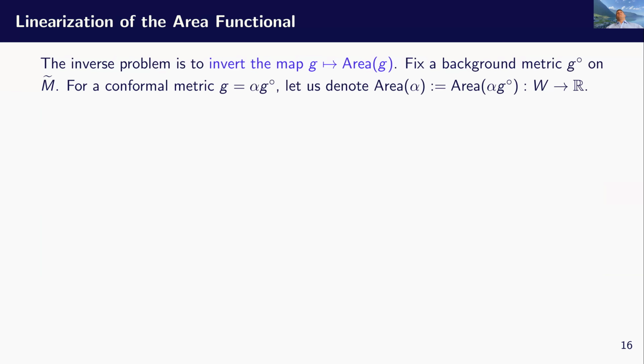Okay, so notice now that the inverse problem, the general boundary rigidity, is to invert this map. So a metric gets mapped to this area functional, Area_g. And we study this inverse problem now by linearization methods. So for this purpose, let's now fix a background metric g0 inside M tilde and consider conformal families. Consider conformal metric g, which is conformal factor alpha times this g0. And for notational purposes, let me also just denote Area_alpha functional to be the area functional of alpha g0.